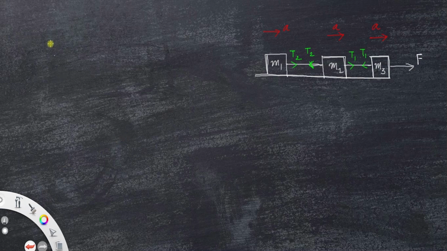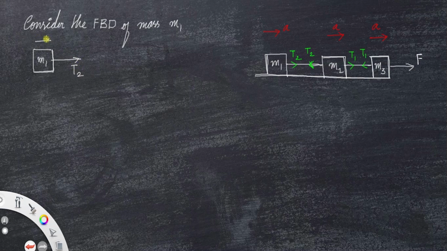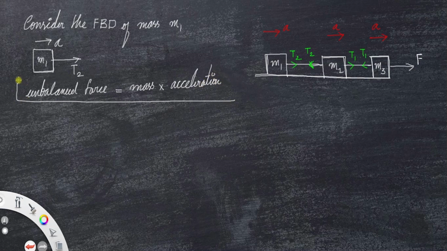Okay. Now, as our first step, consider the free body diagram of a mass. Let's take the mass m1. If I draw the mass m1, we have a tension T2 towards the right and an acceleration A. Now, let me write that equation. Unbalanced force is equal to mass of the body into acceleration. So this is the equation from Newton's law. Unbalanced force is always mass into acceleration. So here there is only one unbalanced force, that is T2 equal to mass of the body m1 into A. Let's put that as equation number 1.